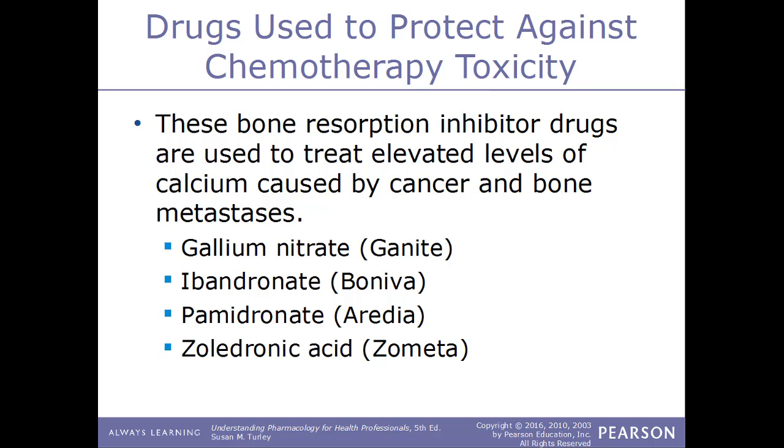Now, some drugs are bone resorption inhibitor drugs, and they're used to treat elevated levels of calcium that's caused by cancer or by bone metastases. Some examples of this kind of drug would be gallium nitrate, also known by the brand name Ganite, ibandronate, also known by the brand name Boniva, pamidronate, known by the brand name Aredia, and zoledronic acid, also known by the trade name of Zometa.